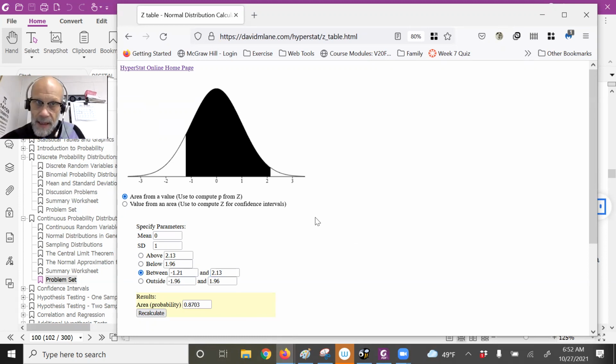See how it gives us the nice graph of what we're finding? And that's that probability. So it's that easy to do with a DavidLane applet. And this works for the non-standard curves too. I've got other videos about that, so I won't bother showing that here. If you're dealing with other means and other standard deviations, you can still do the same thing without having to find z-scores. And that's the beautiful thing about this kind of calculator.